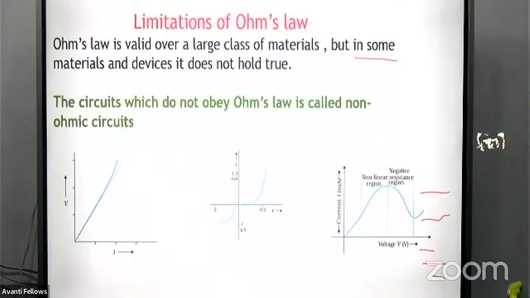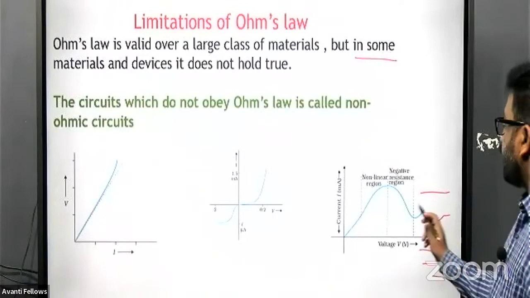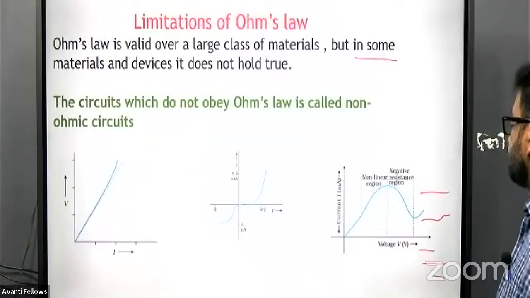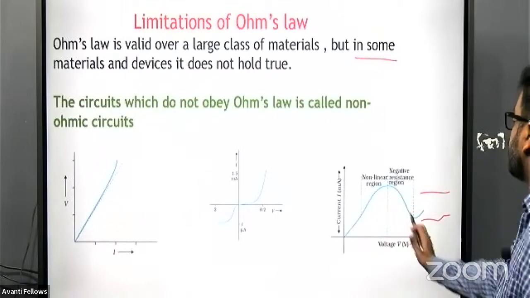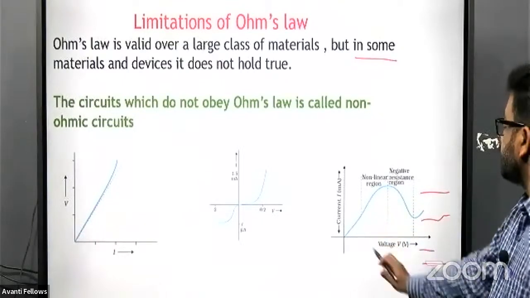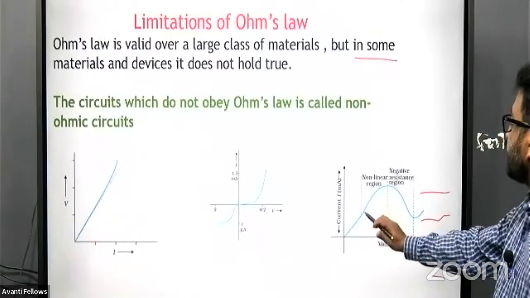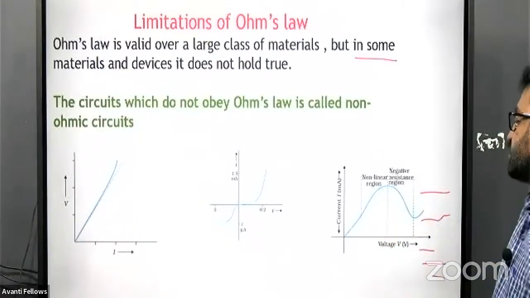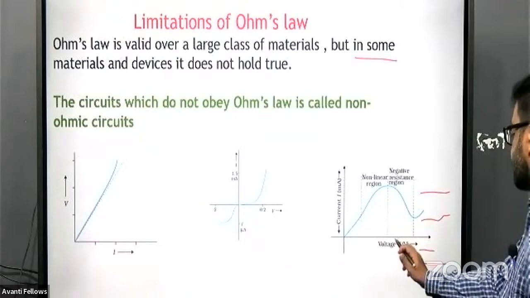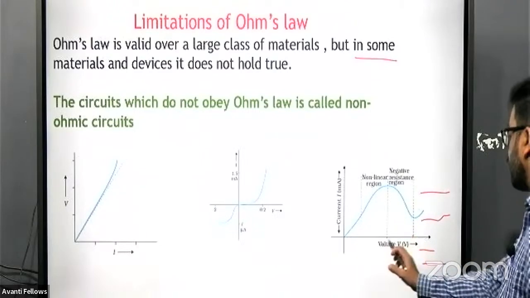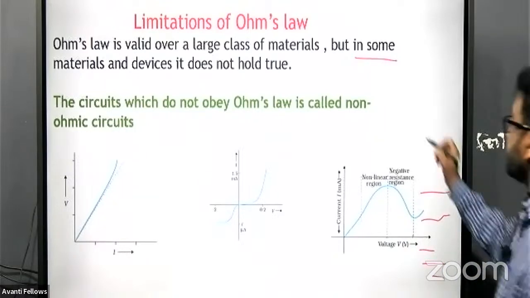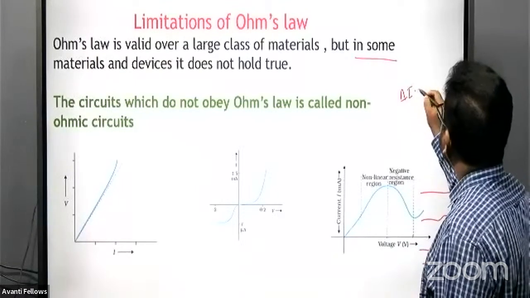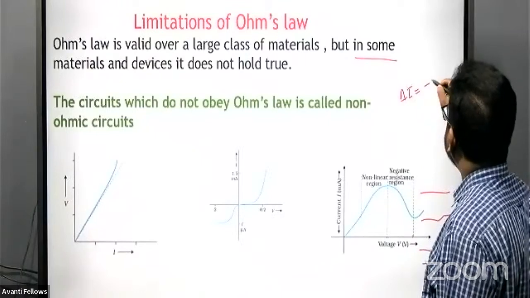See this one. This is another example. This graph has two kinds of region. See, this is non-linear here. This is again non-linear here. Here, as the voltage increases, current increases. So we can have a positive value of resistance here. Here, from this point to this point, when the voltage increases, current is decreasing. Voltage increases, current is decreasing. So when we take delta I here, we will get a negative value.